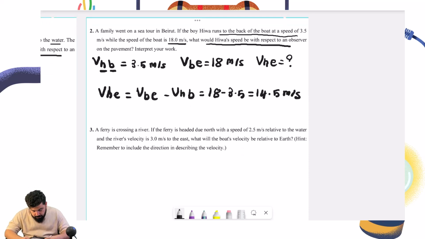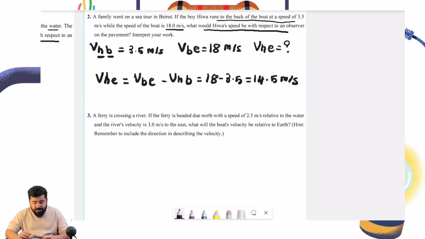Okay, so basically when you have two objects going in the same direction, you're going to subtract them. If they're approaching each other, you're going to add them together.